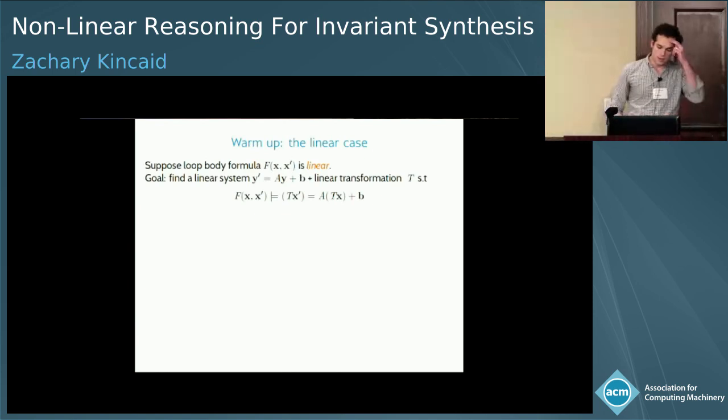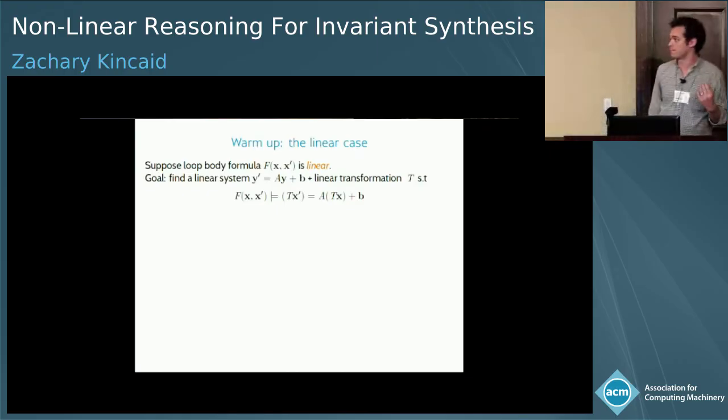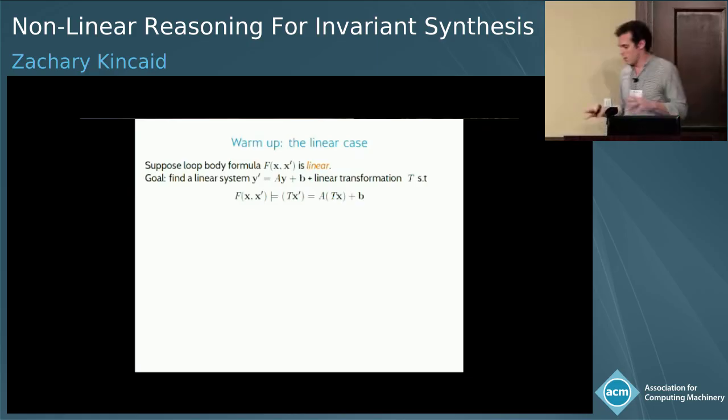All right, so the first step is I'm going to talk about how to extract recurrence relations from loop bodies. So my assumption is that I'm starting with a transition formula that represents one iteration of the loop.